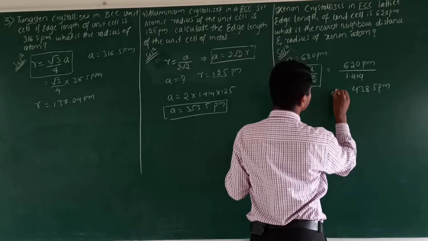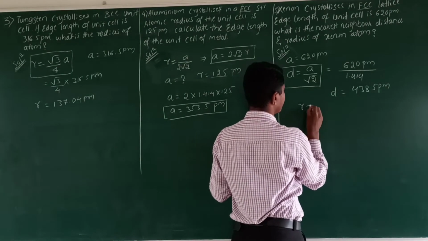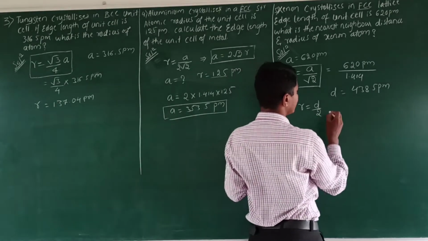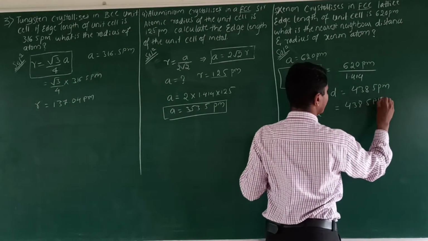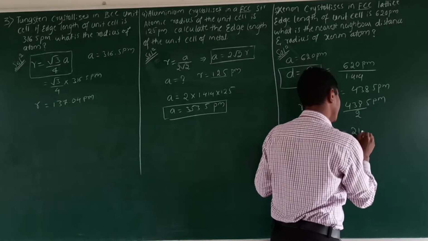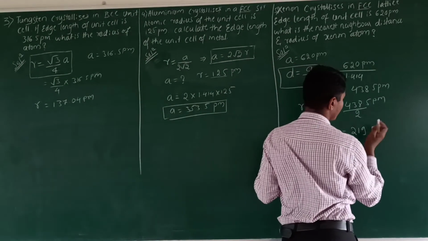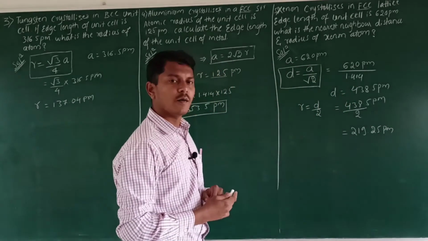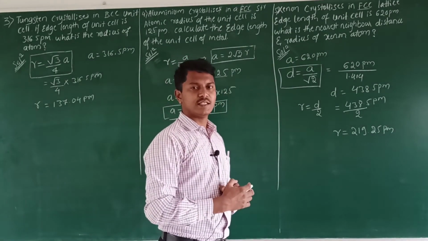We get the distance. Then the relation between distance and radius: radius is equal to diameter divided by 2, isn't it? Similarly here also, 438.5 picometer divided by 2. What is the answer now? 219.5, that is 219.525 picometer. This is the radius of the xenon atom in the FCC unit cell.